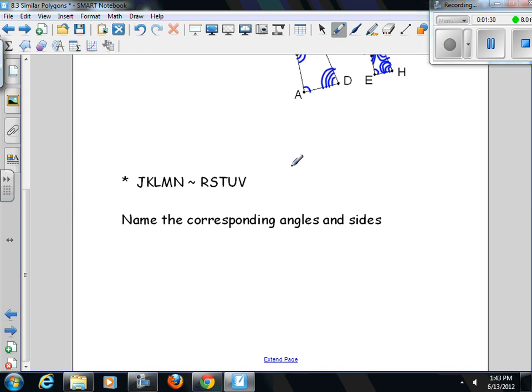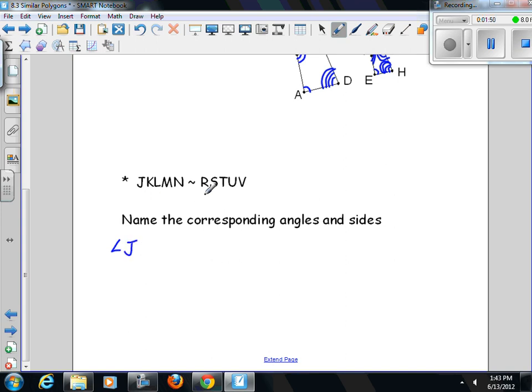Let's say that you are just given the statement. You don't even know what these figures look like. That JKLMN is similar to RSTUV. Name the corresponding angles and sides. Okay, let's start with the angles. Those are the easy part.